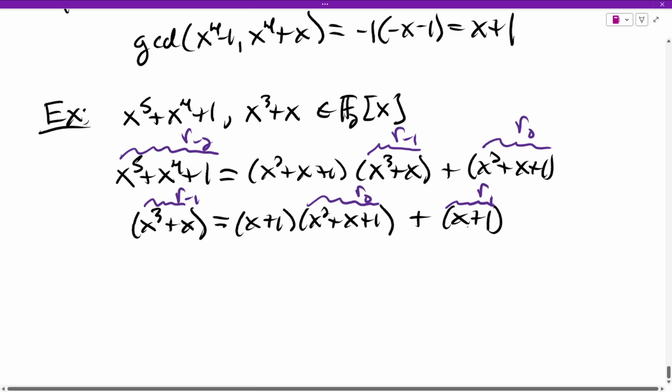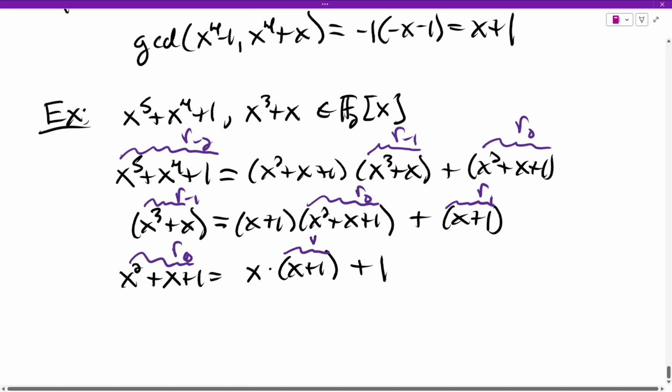We still haven't gotten 0 yet, so now we're going to divide r1 into r0. X squared plus x plus 1. So that's our r0, and we're going to divide x plus 1 into it. And what we get here is actually x times x plus 1, and then plus 1. Again, let me label this. This is our r0, r1, and this is our r2.